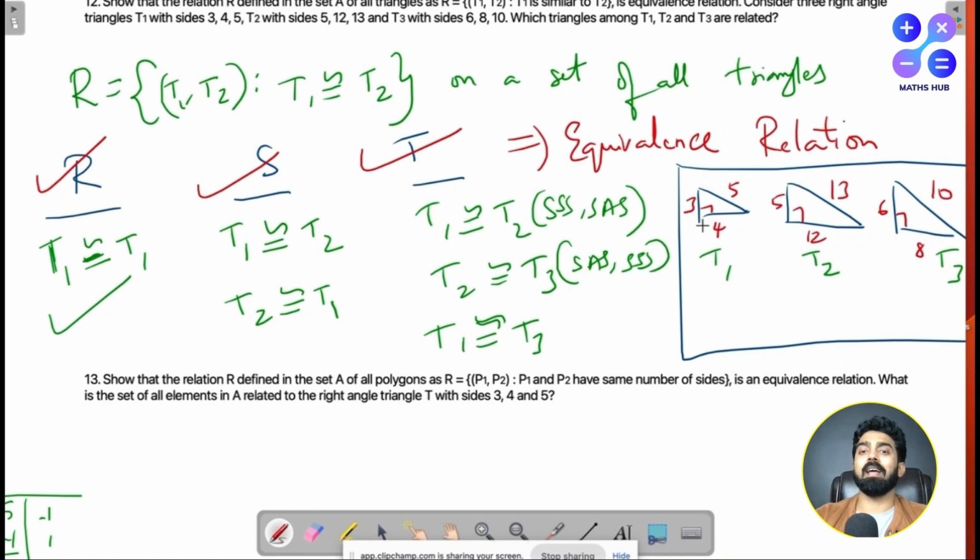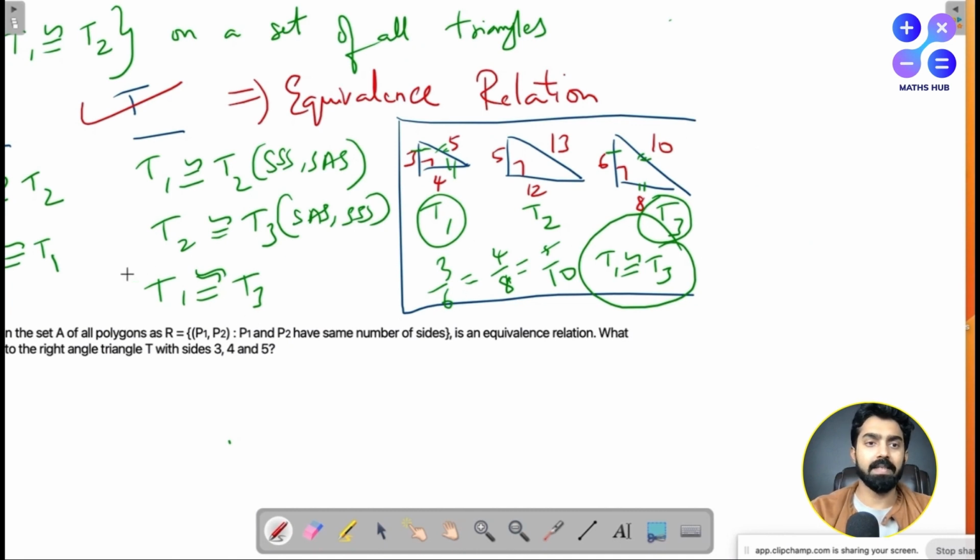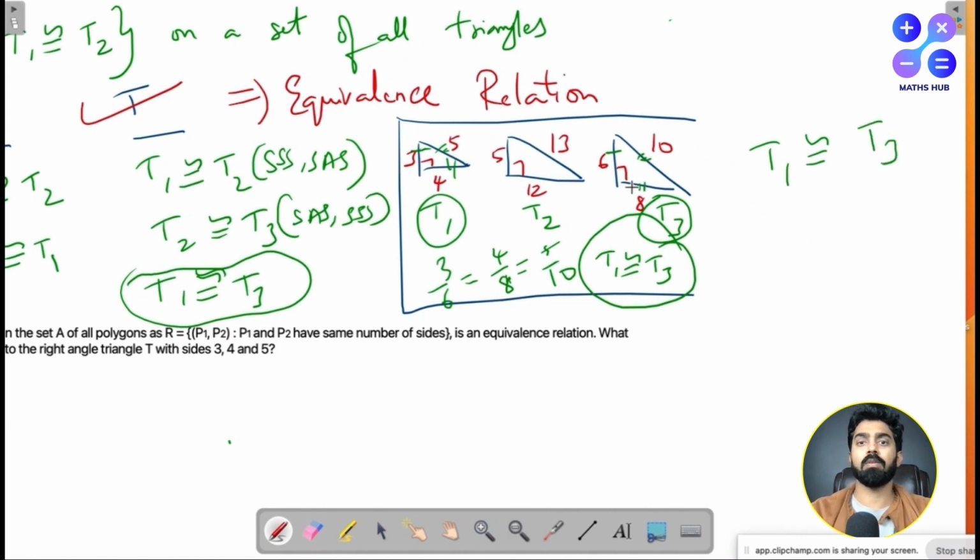If you check T1 and T3, you can see that these two are proportional to each other, right? 3 into 2 is 6, 4 into 2 is 8, and 5 into 2 is 10. So clearly, by SSS similarity, 3 by 6 equals 4 by 8. So we figured out that T1 is similar to T3. The triangle 3, 4, 5 is similar to the triangle 6, 8, 10 because the sides are proportional.